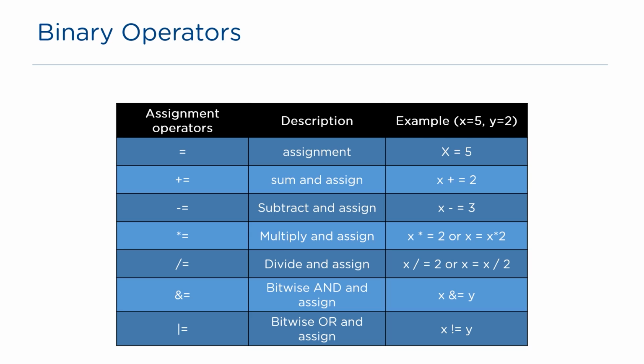Then multiply and assign operator, which multiplies 2 with the value of x. The divide and assign operator is used to divide, for example, the value of x is divided by 2. Similarly, the bitwise AND and assign operator ANDs the value of y with x. And then the bitwise OR and assign operator will OR the value of y with x. So I think you got a good understanding of all the binary operators.